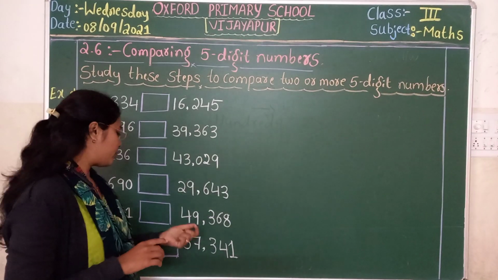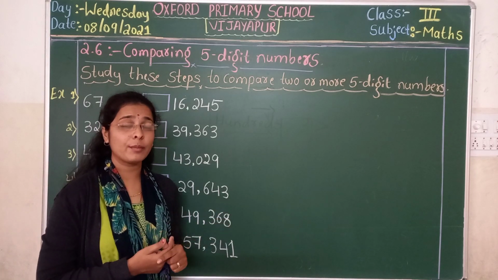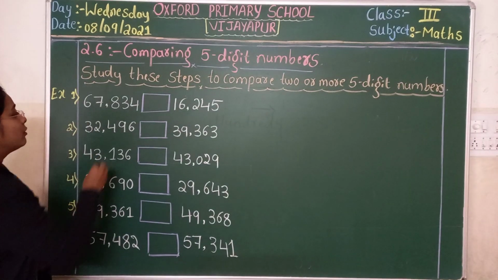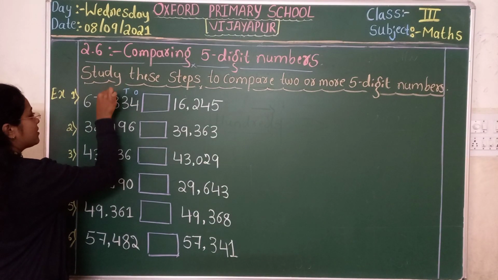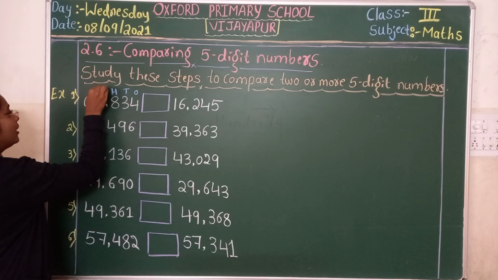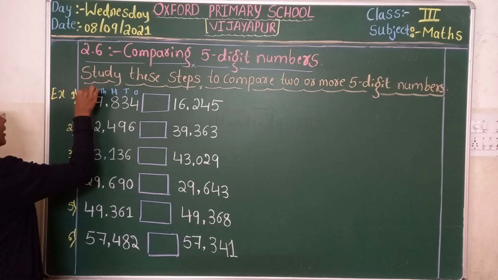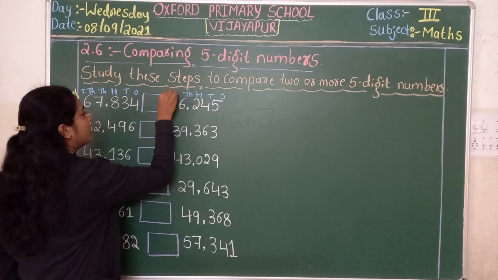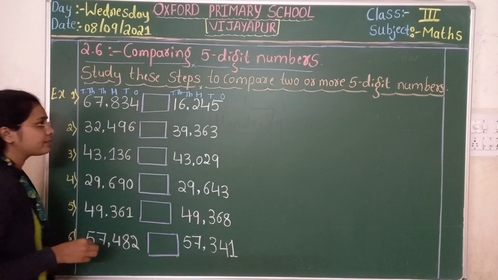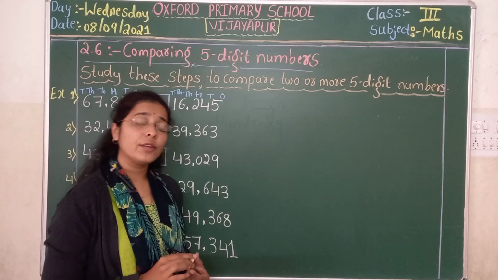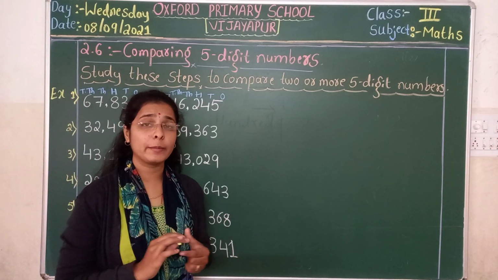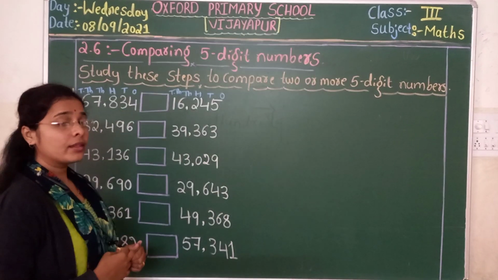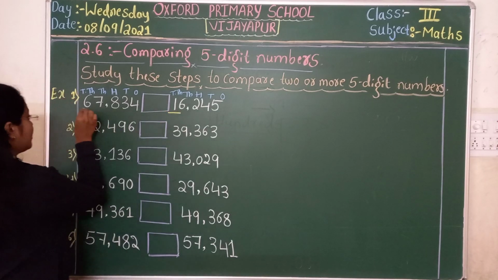Okay, here I wrote you 6 examples. With these 6 examples we will learn how to compare 5-digit numbers. At first, what will we do? We will write the places as ones, tens, hundreds, thousands and ten thousands place. While comparing the numbers, at first we have to compare the biggest place. Which is the first place here? We have the 10,000 place.